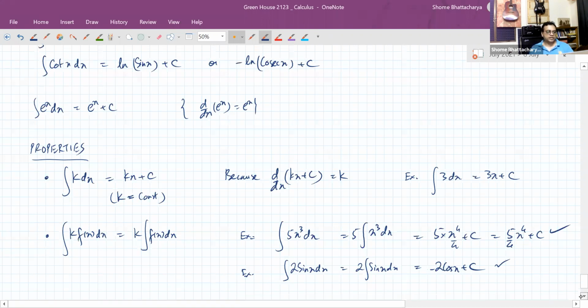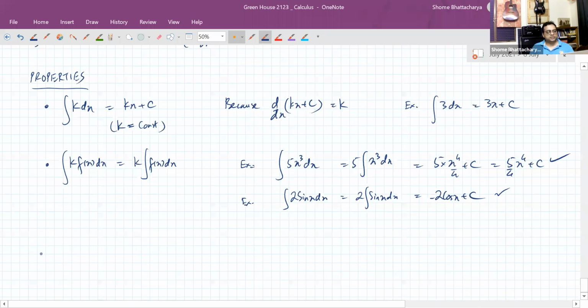Okay, and then we come to the final property with which we'll complete this part of integration, the distributive property, similar to what we've seen in differentiation also. If we have the sum of two functions, that will become the sum of their integrations. Or if it's the difference, then it will become the difference of the integrations.